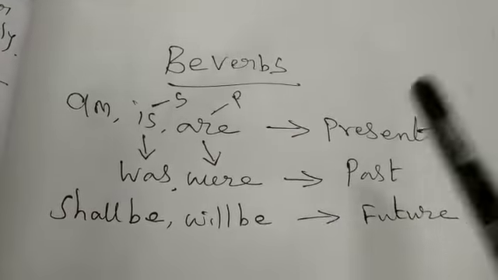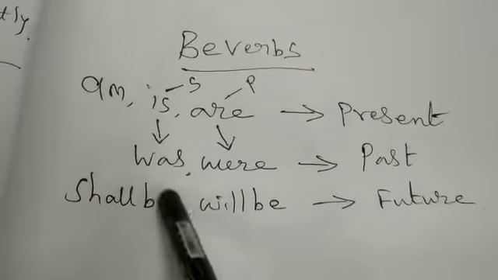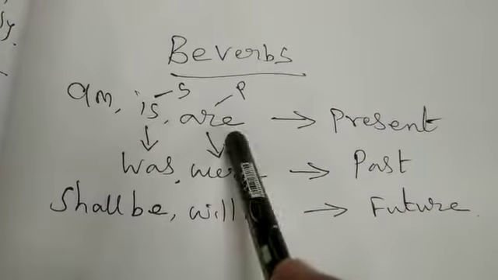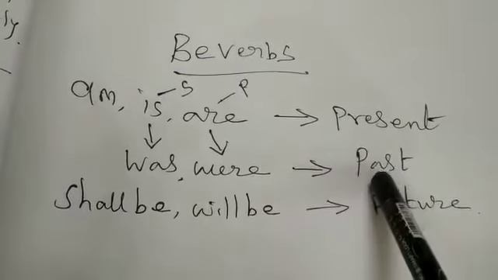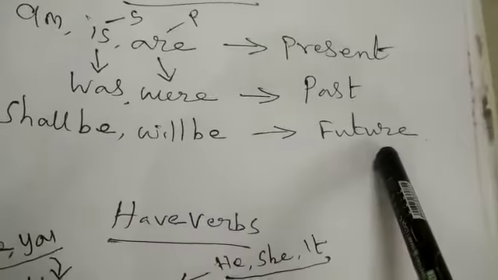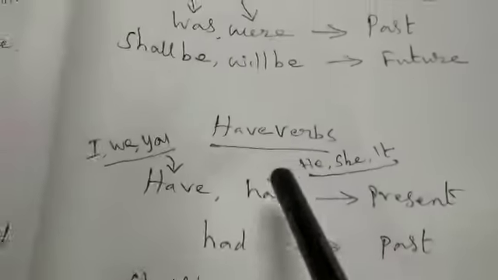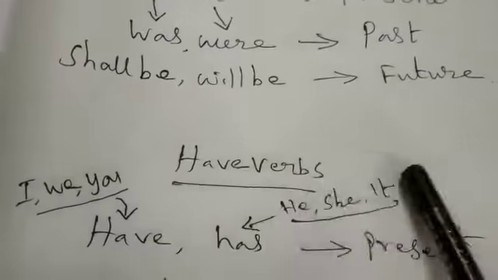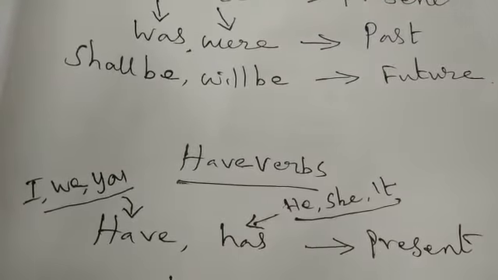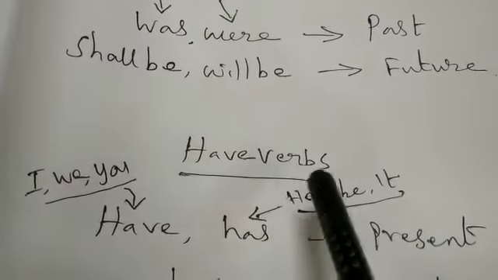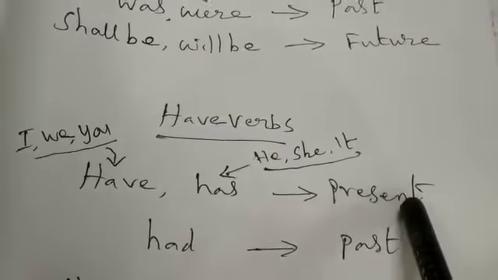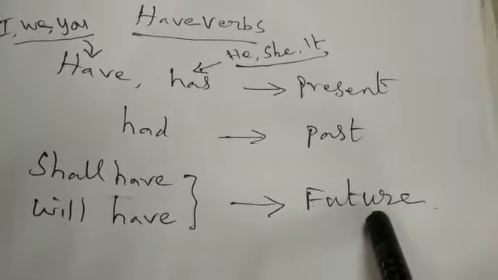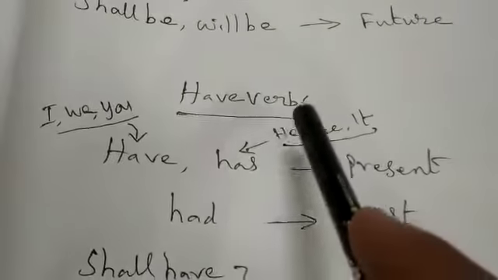So before you go to continuous tense, you have to memorize these be verbs as per the tense. Am, is, are, present tense. Was, were, past tense. Shall be, will be, future tense. Then we go to have verbs. What is the function of have verb? Have plus V3, perfect tense. So you should study have verbs. Have, has, present tense. Had, past tense. Shall have, will have, future tense. These verbs are called have verbs.